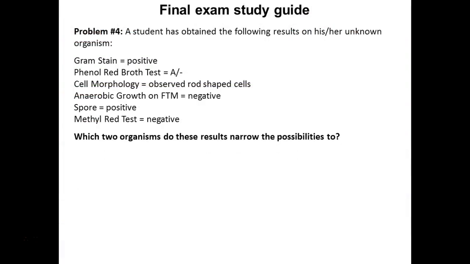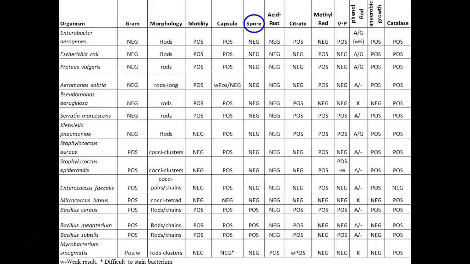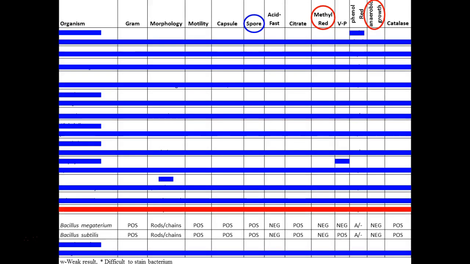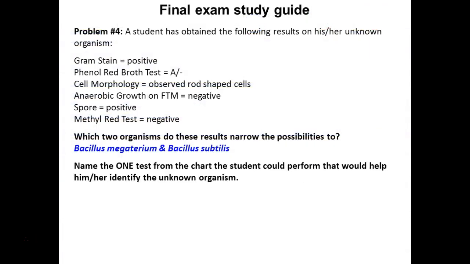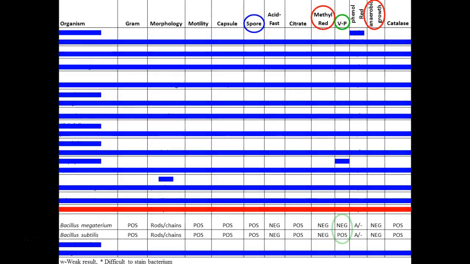So next one, what are the possibilities? Right, so this is where we're down to the 2 bacilli, right? I'll go quickly. Right, we're down to the 2 bacilli. And again, one test is different for these guys. Which test? Yeah, it's the VP test. It's the only thing different on these 2. So would you really want to rely on just that one test?